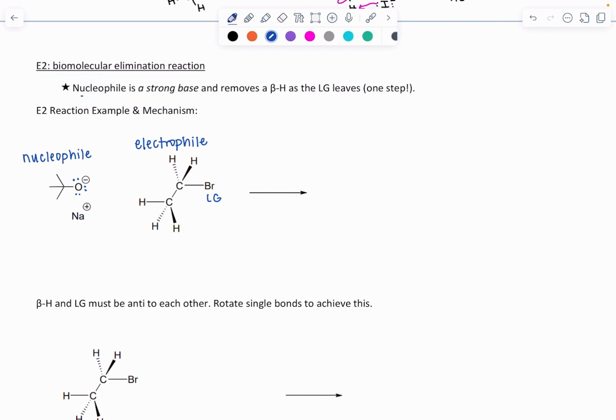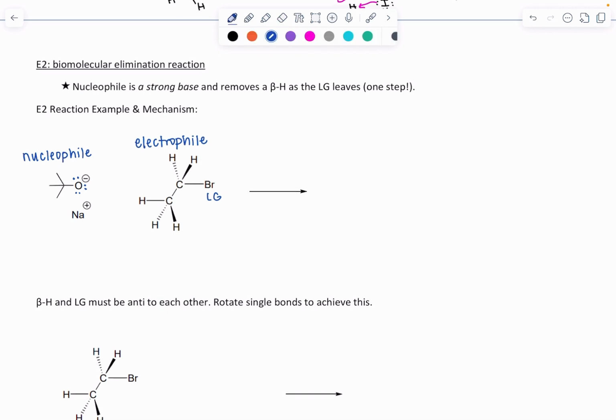So looking at our electrophile molecule, our alpha carbon is the carbon bonded to the leaving group. Any carbon bonded to alpha carbon is a beta. Any hydrogen bonded to the beta carbon is a beta hydrogen. So one of these beta hydrogens will be removed by the nucleophile, which is a strong base. There's a note here that the beta hydrogen and leaving group must be anti to each other. That is anti in space, so if carbon to the leaving group is over here, this is our anti-hydrogen.